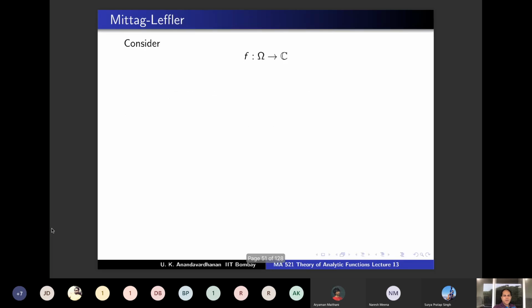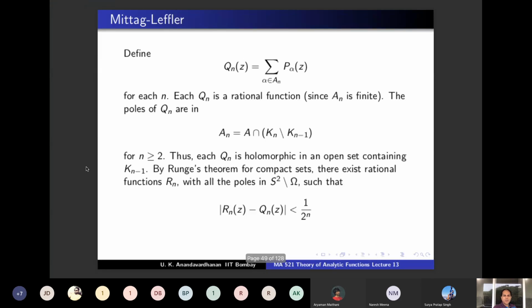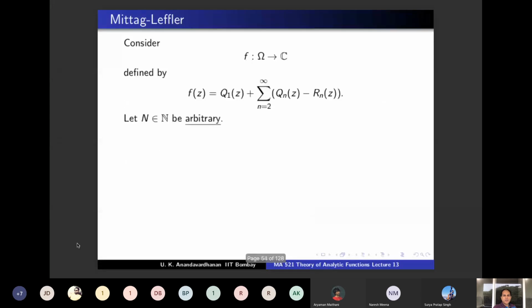And now I'm going to take my f. So I have to construct a meromorphic function, right? I'm going to take my f defined by f(z) equal to q1(z) plus the sum from n equals 2 to infinity of these differences, qn(z) minus rn(z), where these Rn are the approximating rational functions. You've got Rn such that this difference is small, and you consider all these differences and sum over them. Now let's prove that this f has all the required properties.